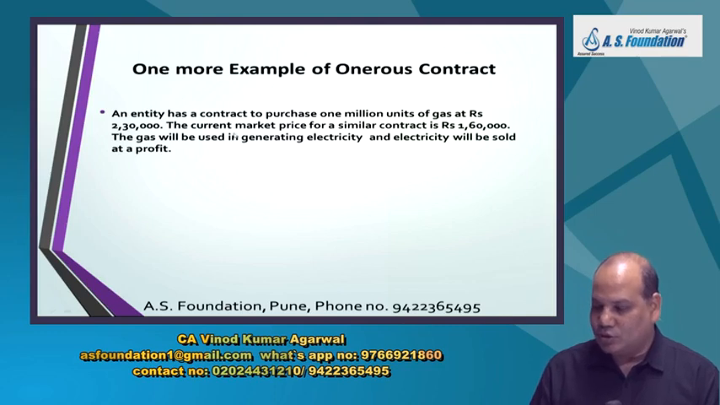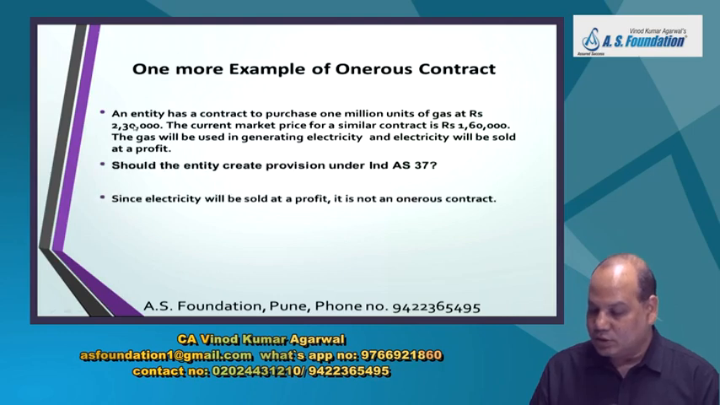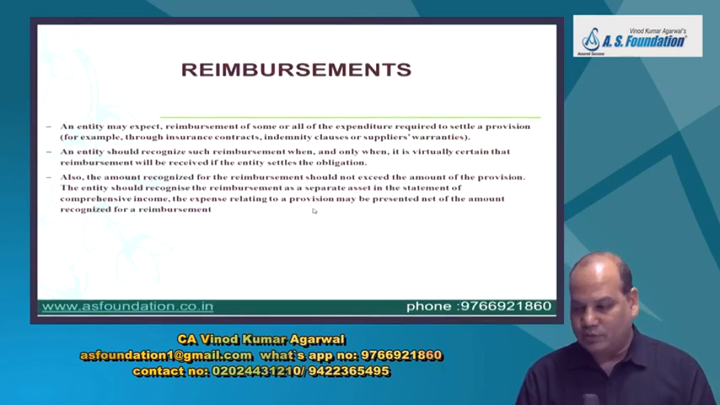The answer is it should not create a provision, because I am going to use it in producing electricity, generating electricity, and electricity will be sold at a profit, means I am going to recover the cost, right? So the answer is, since electricity will be sold at a profit, write down one line, since electricity will be sold at a profit, it is not an onerous contract.